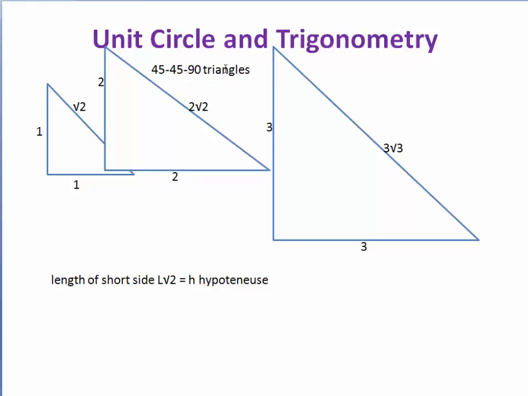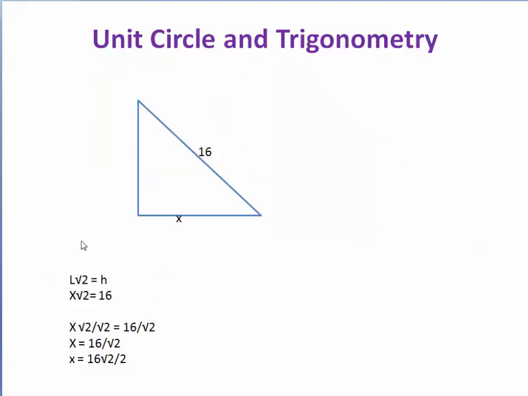Remember when we were looking at this 45, 45, 90 triangle, and we saw this ratio of the sides. So the hypotenuse is always root 2 times the side. So if we're given a question where we're given one of the sides as x, and we need to work out x given that the hypotenuse is 16, we can use the fact that this length x root 2 equals 16, which is the hypotenuse. And then rearranging, we get x root 2 over root 2 equals 16 over root 2. X is 16 divided by root 2, so x is 16 root 2 over 2.